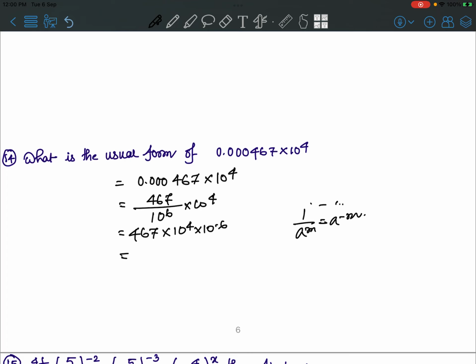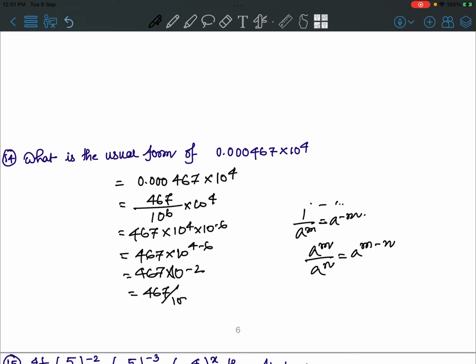Now the next formula we are going to use is a to the power m divided by a to the power n, which we can write as a to the power m minus n. In this case we will write it as 467 into 10 to the power 4 minus 6. That means 467 into 10 to the power minus 2, that means 467 divided by 100. If we divide 467 by 100, we get 4.67. That is the final answer.